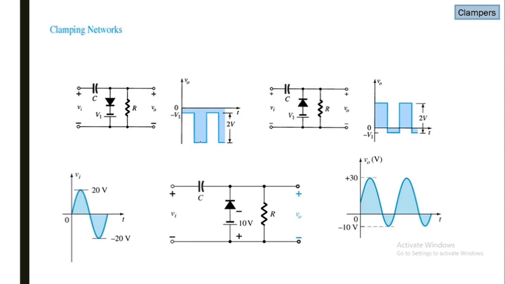We have seen the examples of input signal which were rectangular waves. You can apply sinusoidal signal to clamper circuit and find the output signal. Here is the example of application of sinusoidal signal to clamper circuit, and this is the output.